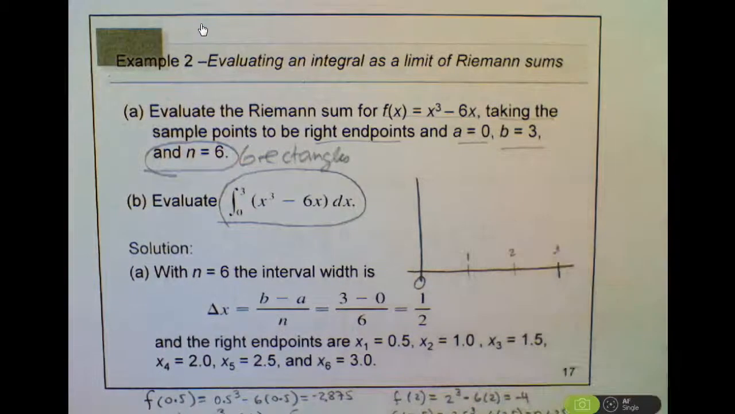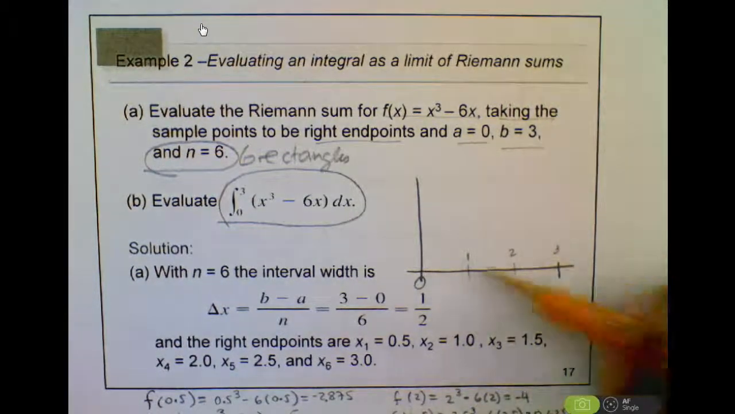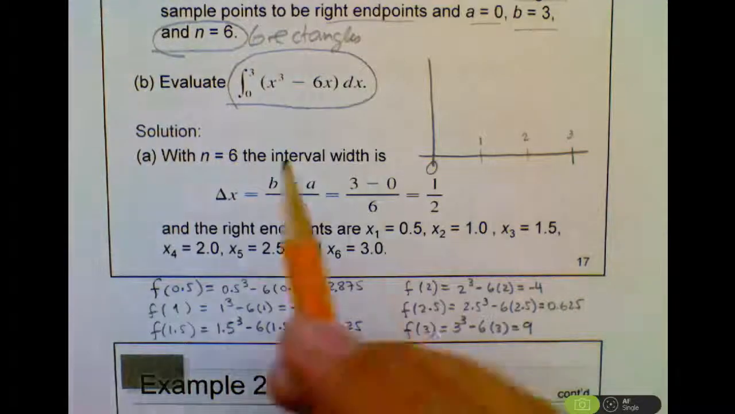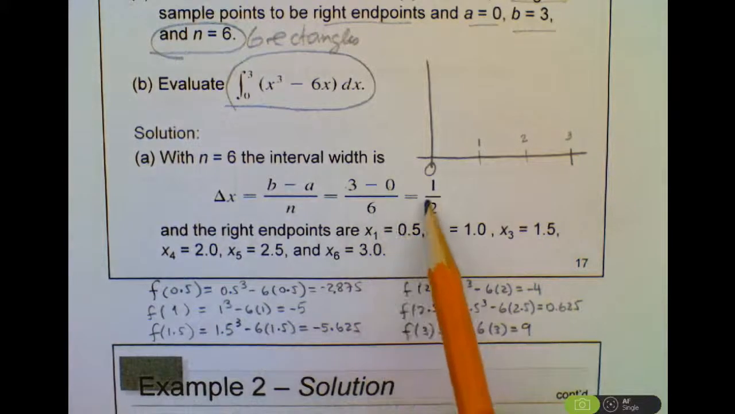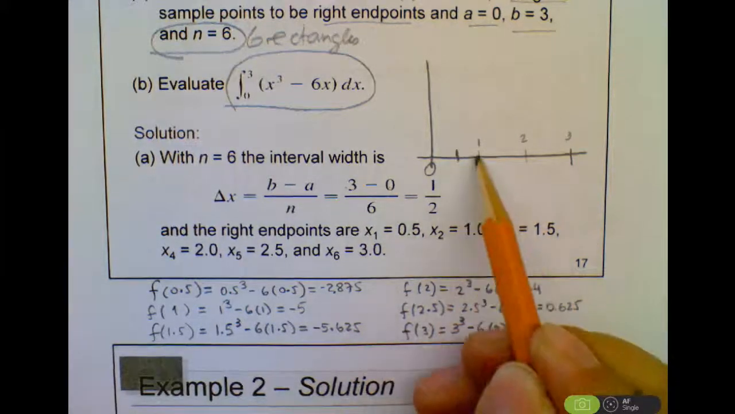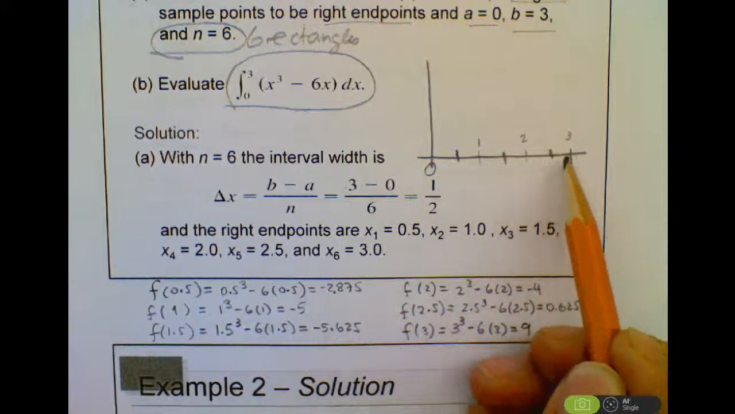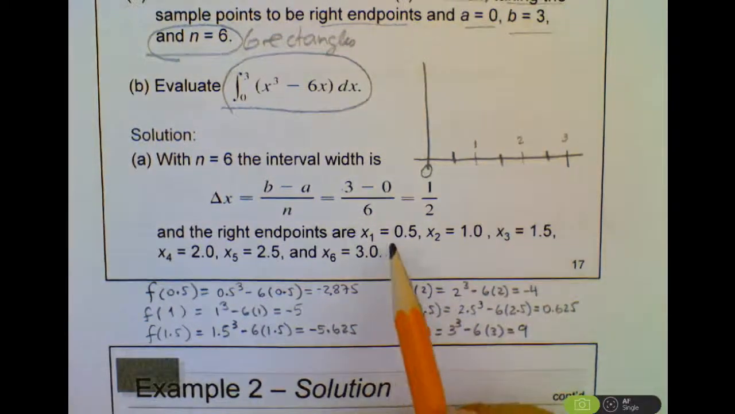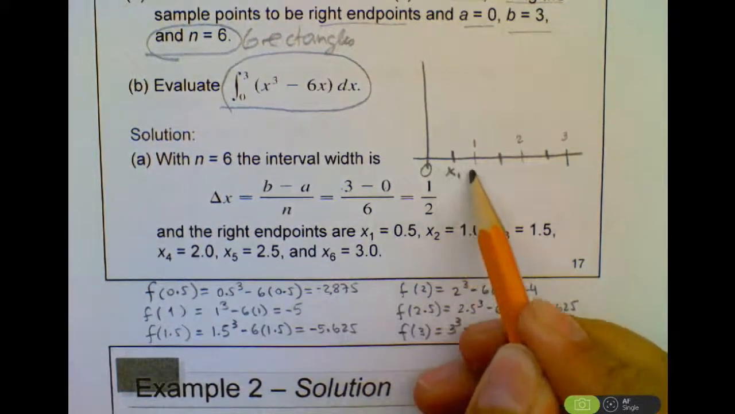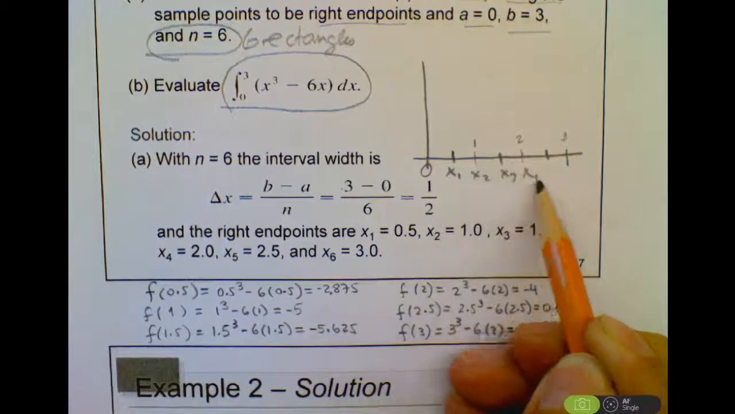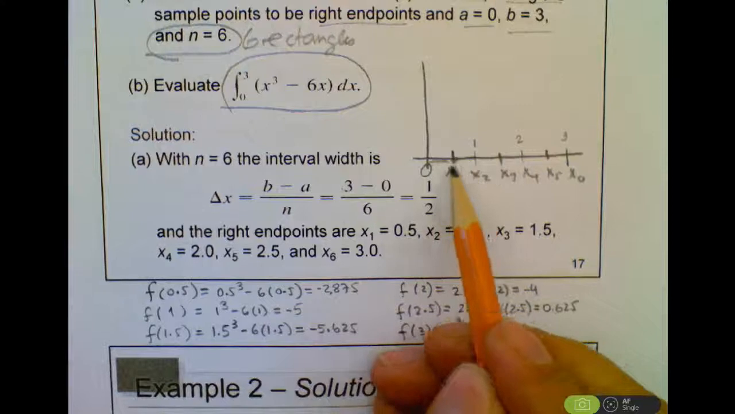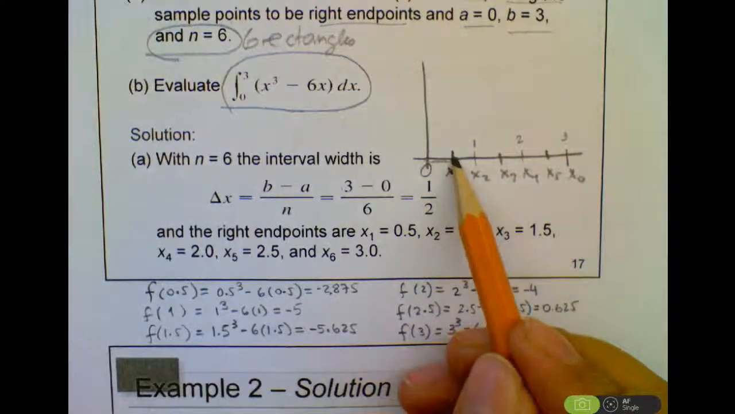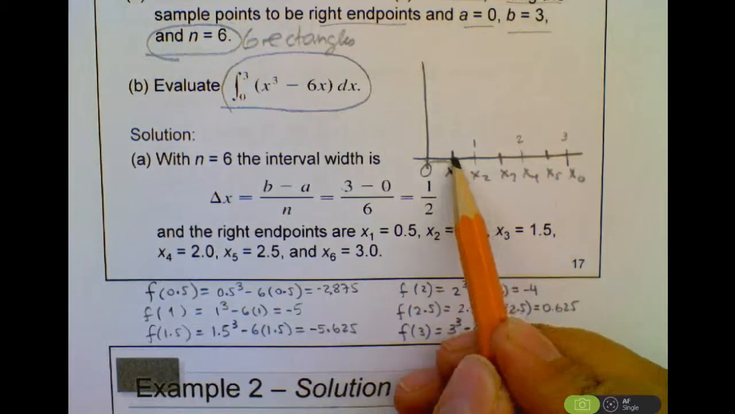And so you begin by first drawing your x-axis between 0 and 3. So we're going to have 6 intervals. 3 minus 0 is 3, divided by 6 is 1/2. So we're going to have 1/2, 1, 1.5, 2, 2.5, 3. And then this is going to be our x sub 1, x sub 2, x sub 3, x sub 4, x sub 5, and x sub 6. Since we're using the right endpoint, then we're not counting this one. This is the one that is going to determine the height of our rectangle.